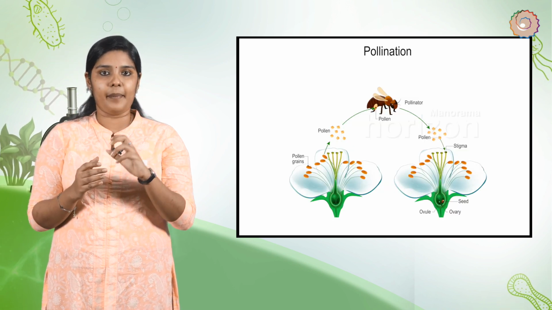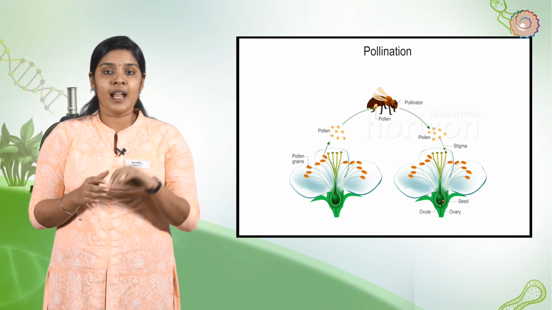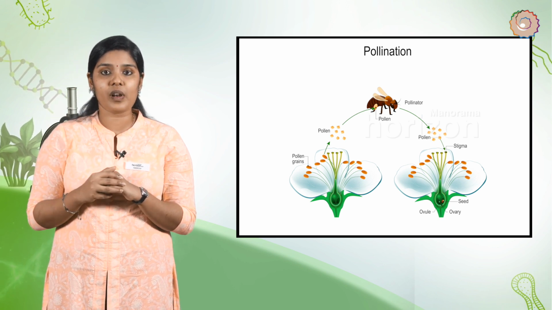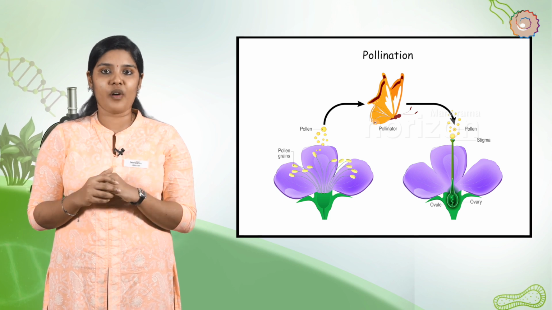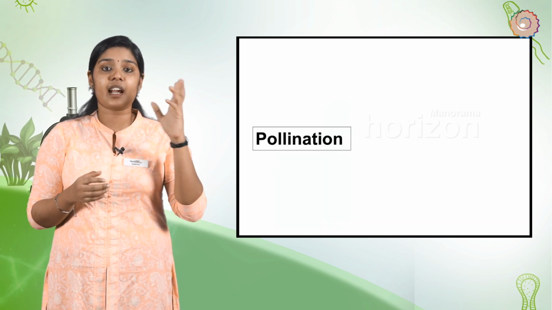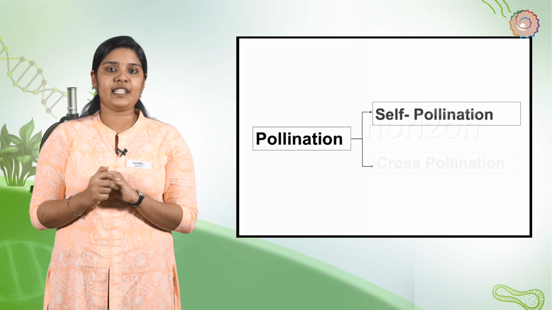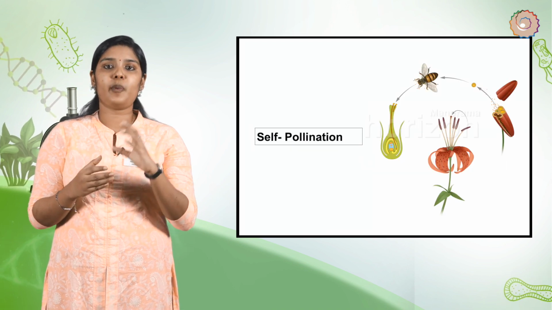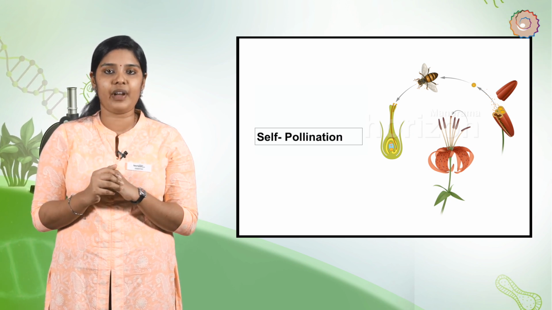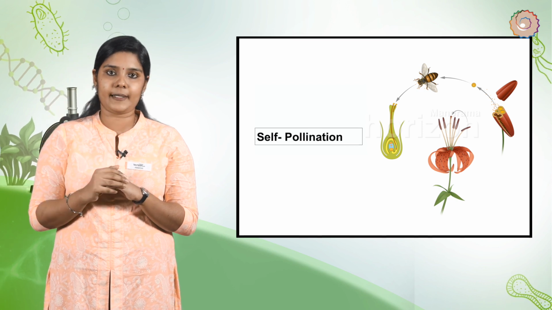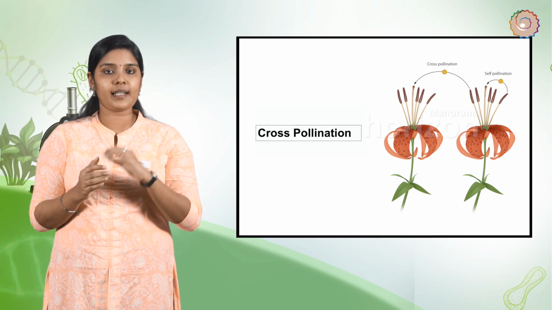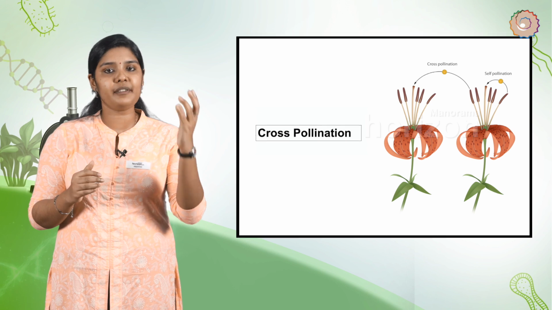Pollen grains are the male gamete and ovules are the female gamete. The male gamete reaches the female reproductive part through a process known as pollination. Pollination is the process of transfer of pollen grains from an anther to the stigma of the flower. There are two types of pollination: self-pollination and cross-pollination. Self-pollination is the transfer of pollen grains from the stamen to the stigma of the same flower or another flower of the same plant. Cross-pollination is the transfer of pollen grains from the anther of one plant to the stigma of another flower of a different plant.